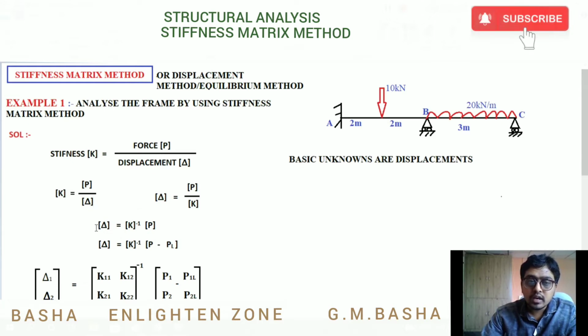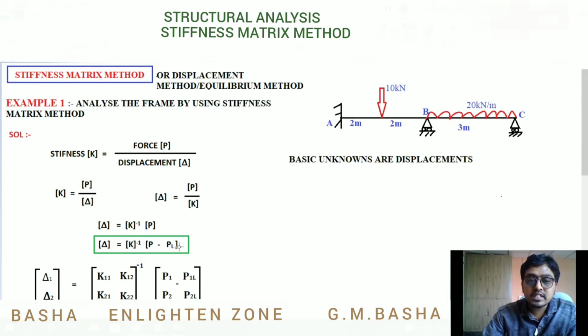If you simplify this directly, 1 by K means K inverse into P. Delta will be equal to K inverse into P. If you simplify and solve this formula, you will get the final formula: delta will be equal to K inverse into (P minus PL). So here this delta is the unknown displacements, and we are finding them based on these stiffness matrices.